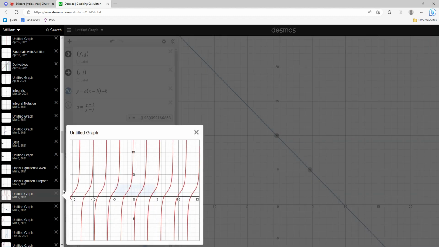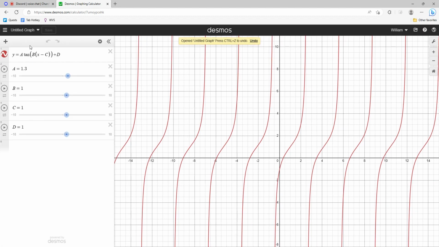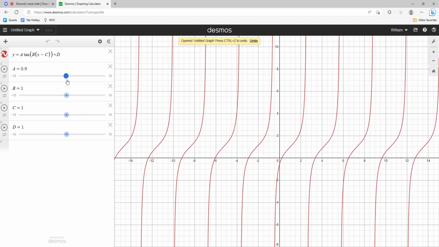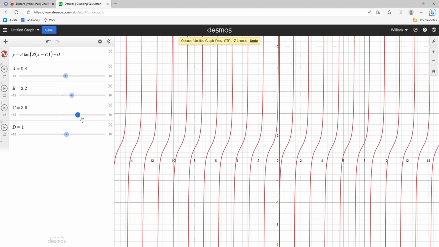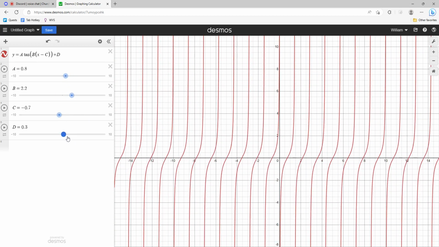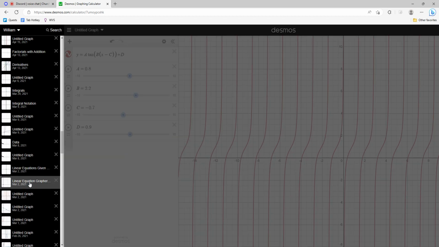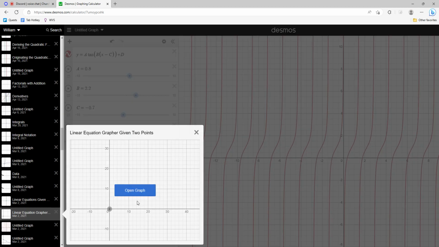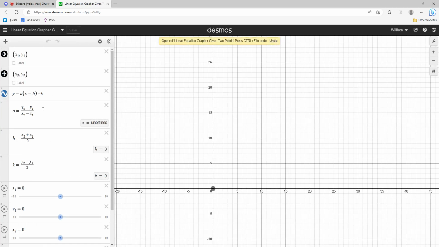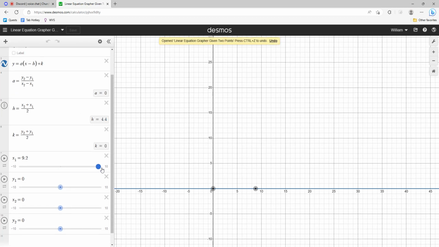Let's go to this one now. Looks like a tangent. Okay, yep, just me understanding how tangents work. Not too bad. Linear equation graph given 2 points. This is much better. Okay.